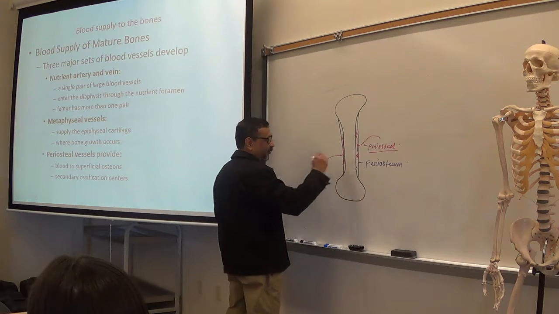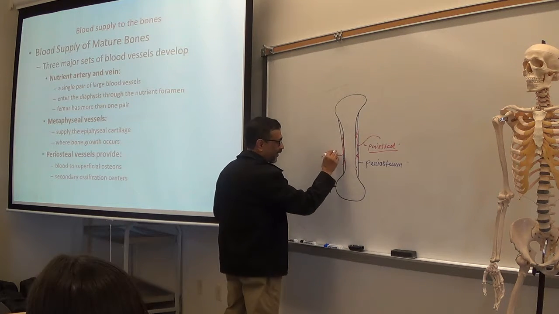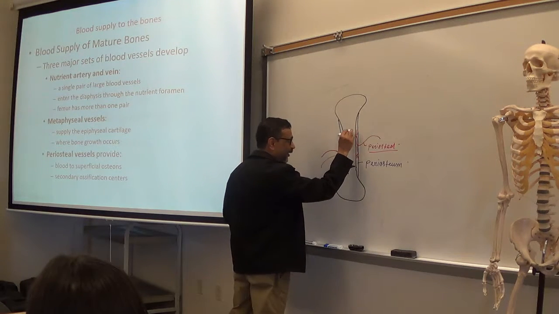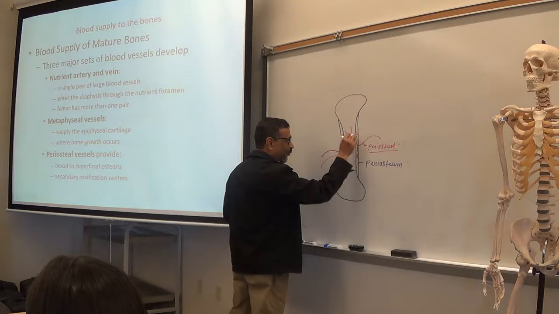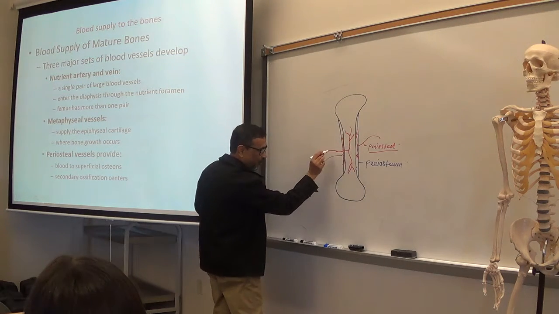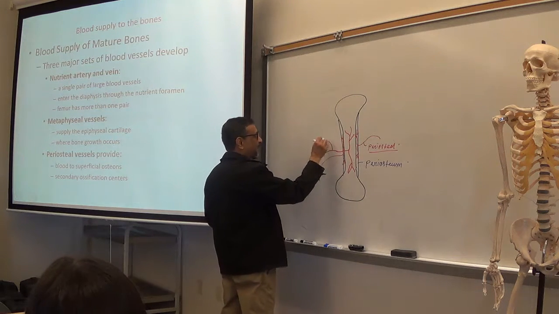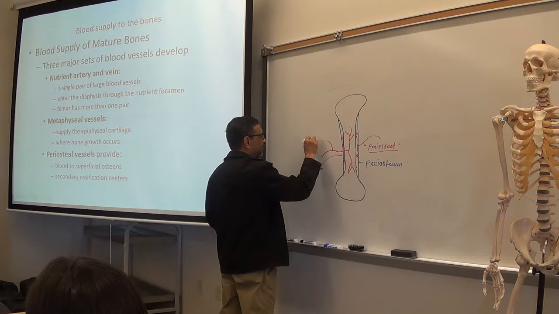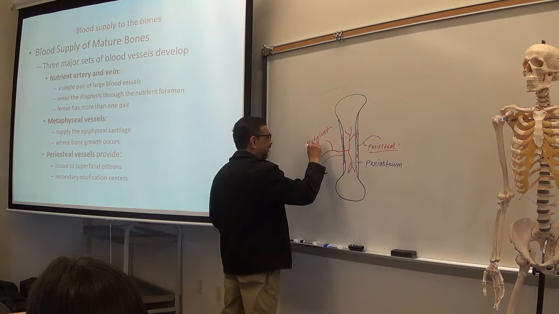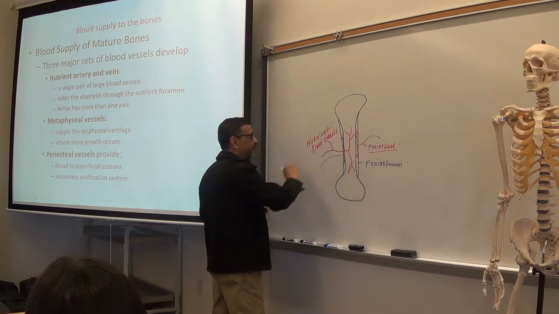Another blood vessel that I showed you in endochondral ossification, that enters through the shaft and enters into the medullary cavity. Do you remember that? When the bone is formed? This one goes inside the medullary cavity through the shaft and branches. This is called the nutrient blood vessels. Okay?